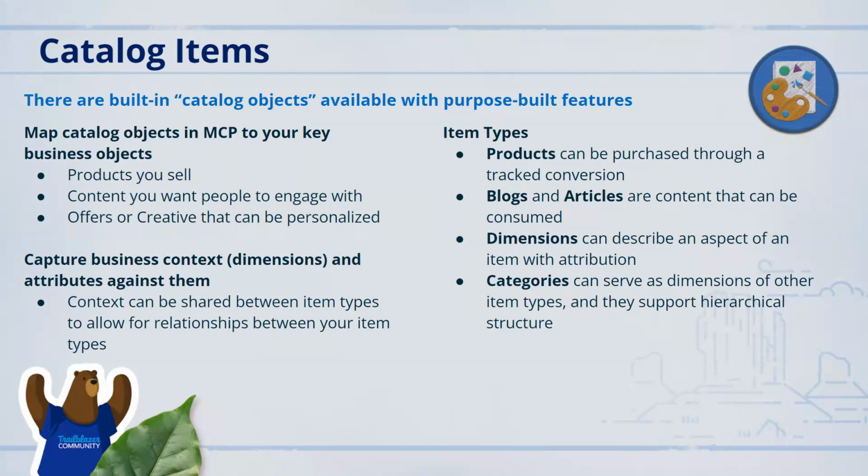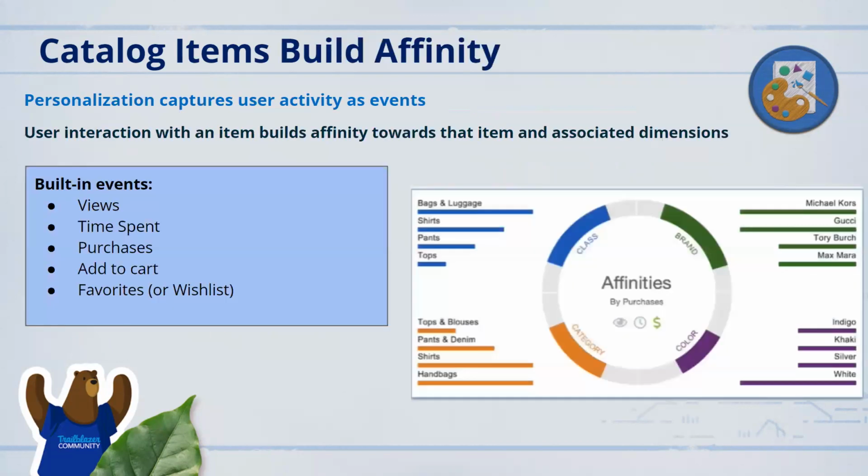And you'll see on the right here some of those item types. The screenshot I showed you was products, but you'll also have blogs and articles, dimensions, as I mentioned, as items themselves, and categories. These catalog items build affinity.